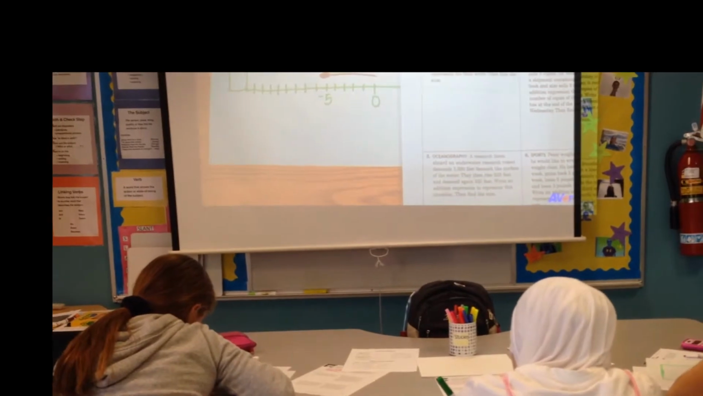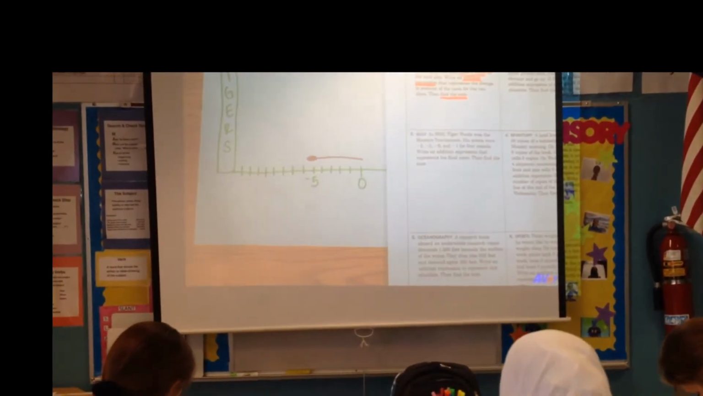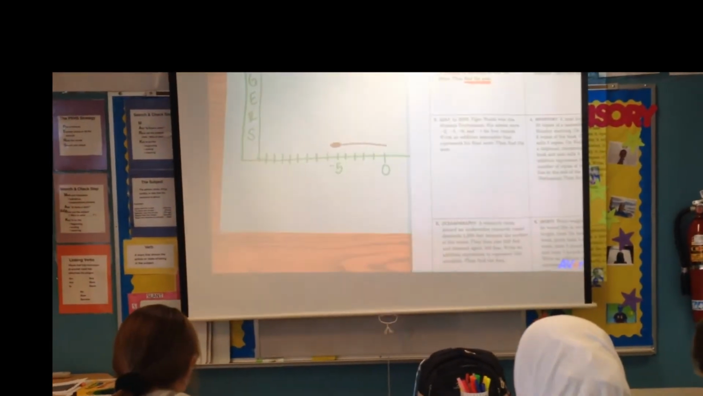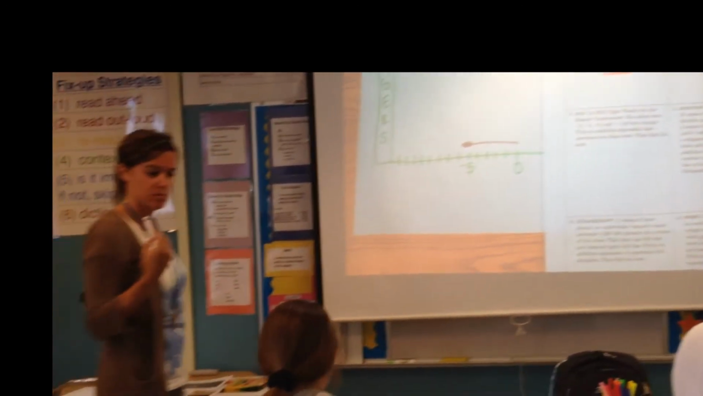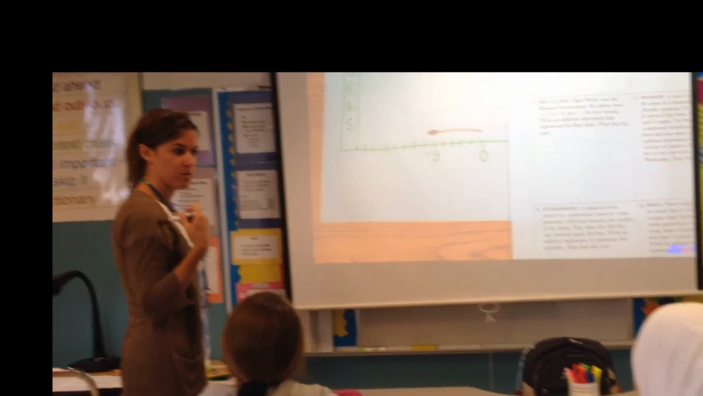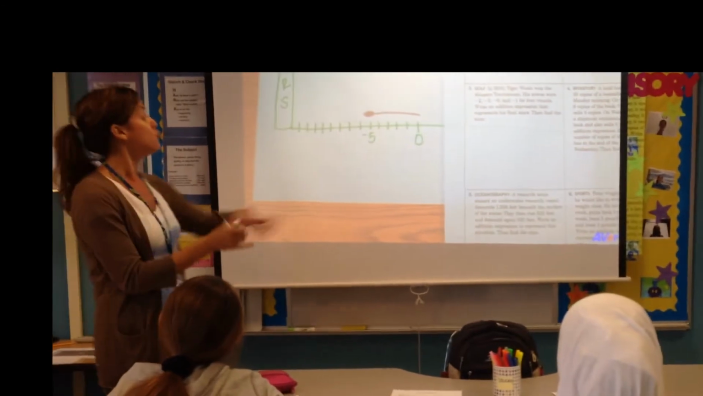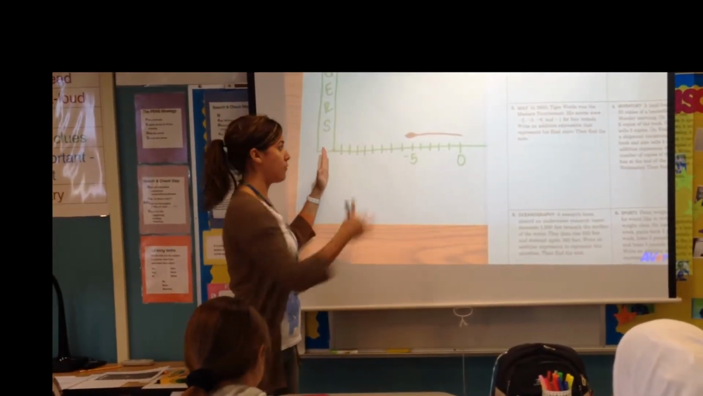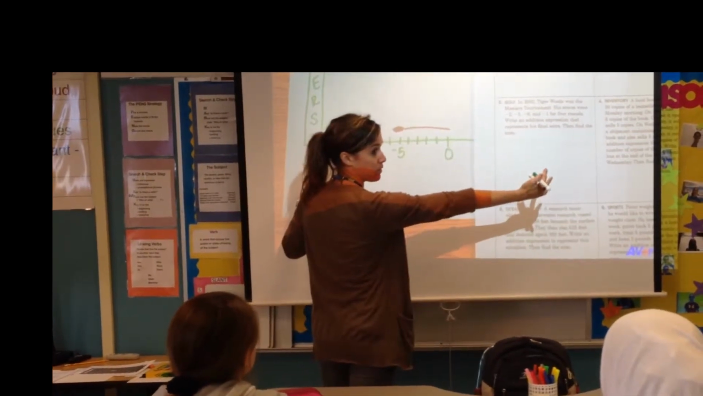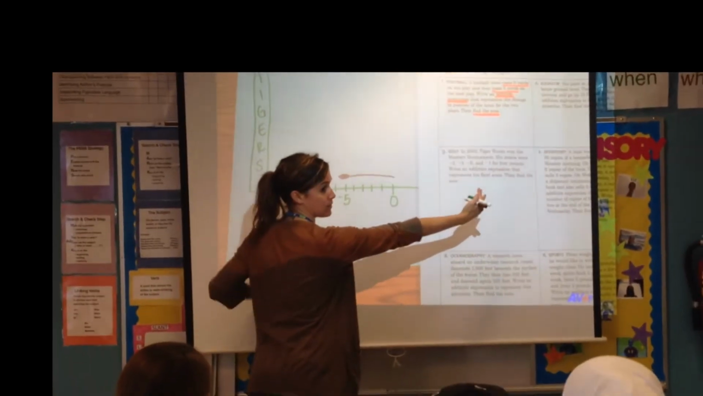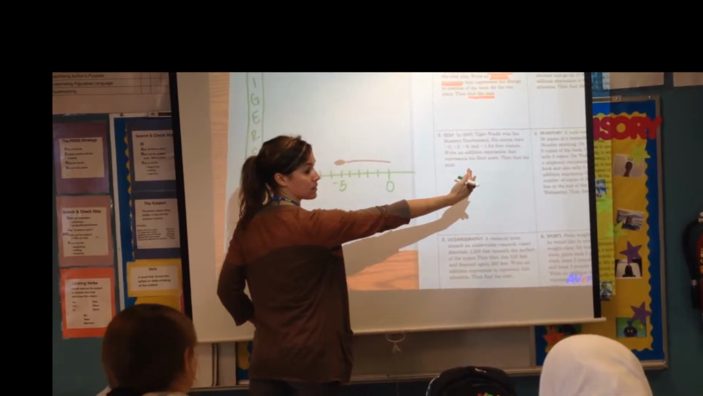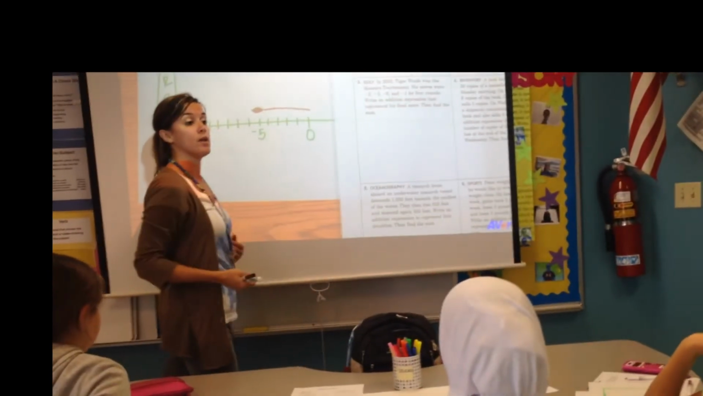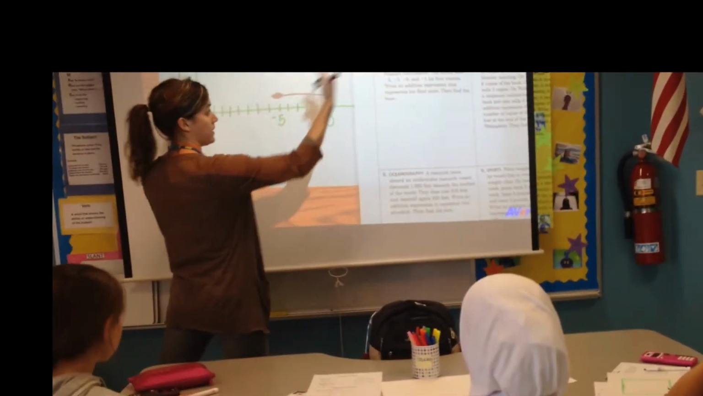Now, that's where my football traveled. So what should I do with my football now? Wait, do we have to do 8 more or 3 less? You do 8 more because 8 more were lost, right? If we gained, we'd be going this way. Why would we be going this way if we gained? Because gain means going up. And in other words, the opposite of negative is what?